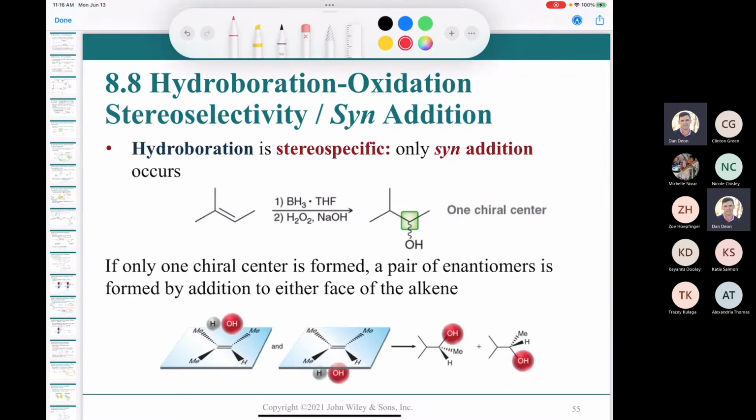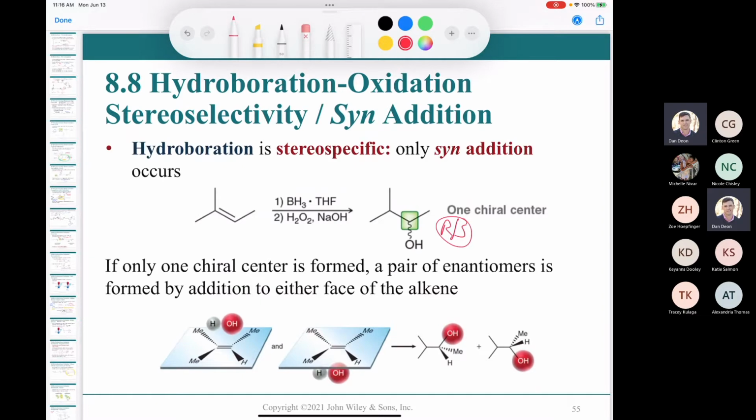So back to this whole idea of syn addition. If hydroboration oxidation is syn addition, that means we have to be careful when we're drawing our products. If we have a compound like this one here, we have the hydroxyl being added to the less substituted carbon, and so we would end up with a pair of enantiomers. We would end up with a 50-50 mixture of R and S.